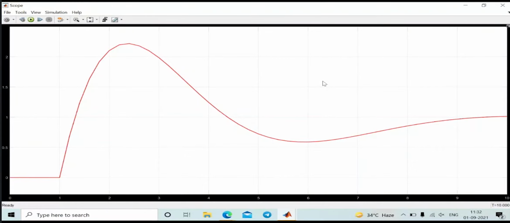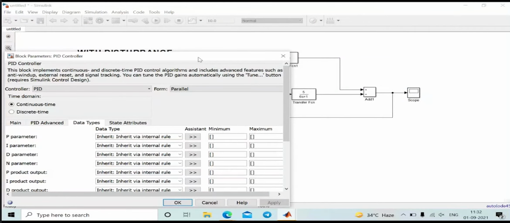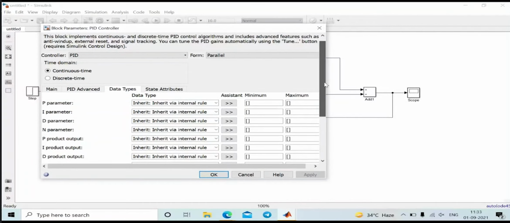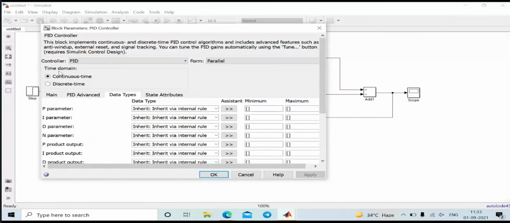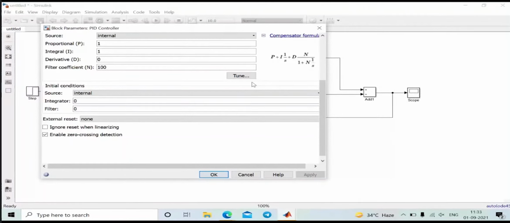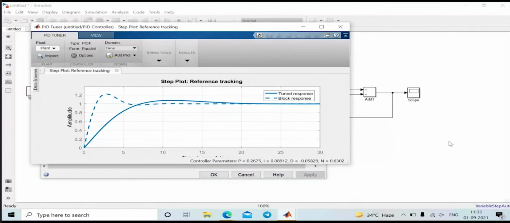Suparna, can you double click your PID controller? Go to the main one, below time domain. Yes, you haven't tuned it. No, I have tuned it. After tuning also, it's coming the same. Listen, just click on tune. And when that graph comes, yes, the graph will come like this.